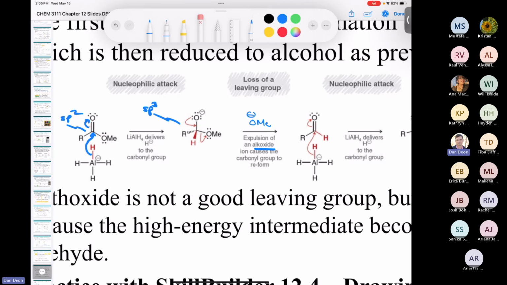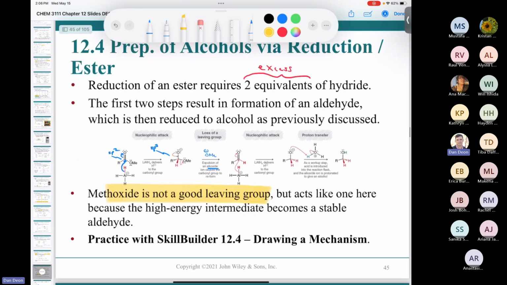I put negative next to it. Let me ask you a question, and I'm not trying to fool you. Is methoxide a good leaving group? Well, you can probably see it on the slide. It says here, methoxide is not a good leaving group. It's a terrible leaving group. Then why the heck would this even happen? Methoxide's not a good leaving group. It's the conjugate base of an alcohol, which is a weak acid. So why would that happen?